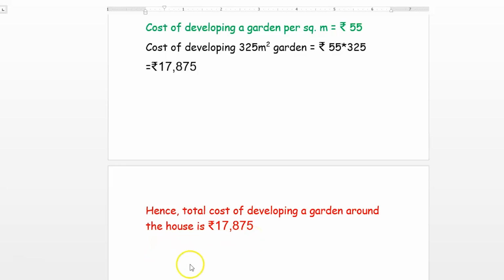Hope you have understood how to find the perimeter and area of the given figures. Now we have seen it for square and rectangle.